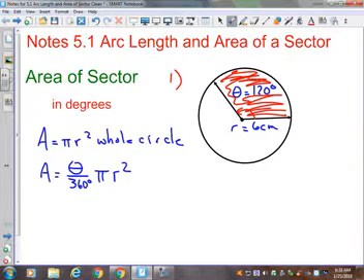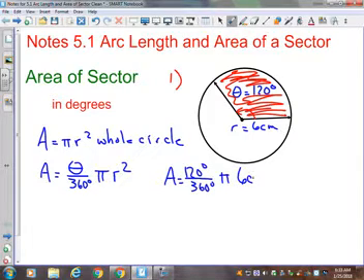and multiply it times pi r squared, and that will give you the formula for area of a sector, because it's the area formula times what fractional part of the area do you want. So like in this example, I would have 120 degrees over 360 degrees times pi times 6 centimeters quantity squared.